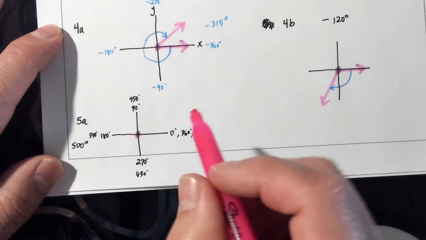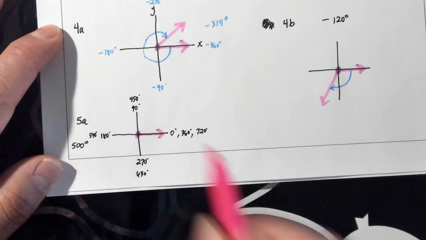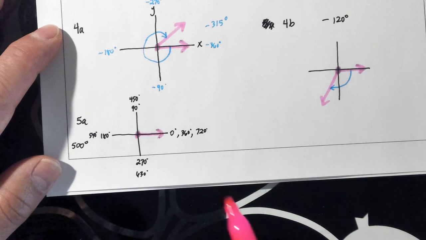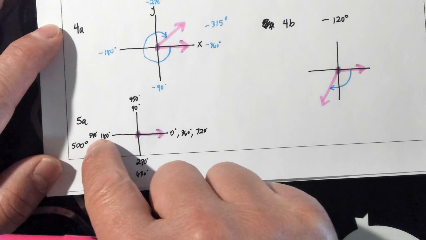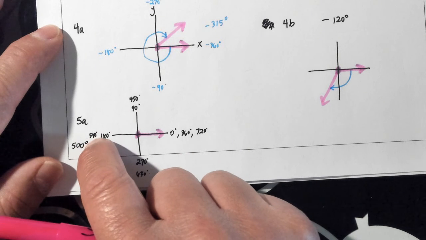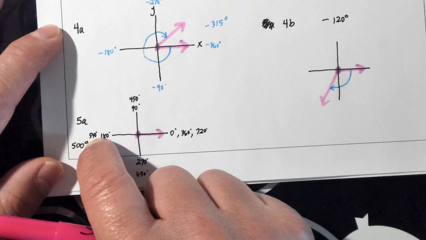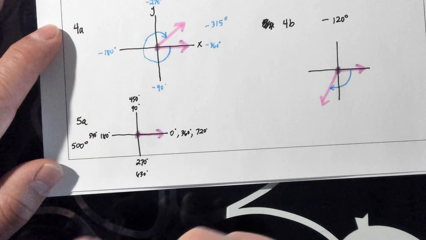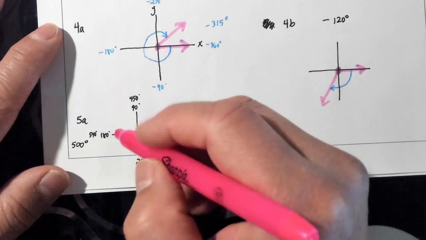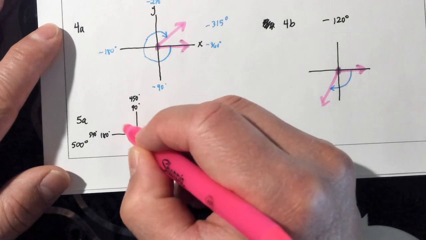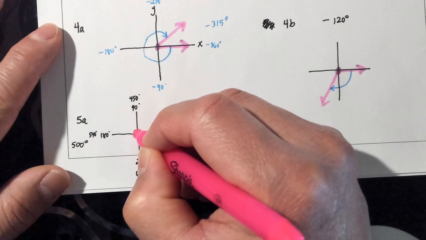Vertex starts at the origin. Initial side is on the x-axis. And 450 here, 540 here, 500 is closer to 540 than it is to 450. Slightly closer, right? So I'm going to draw my terminal side, not in the middle, but slightly closer to the 540.